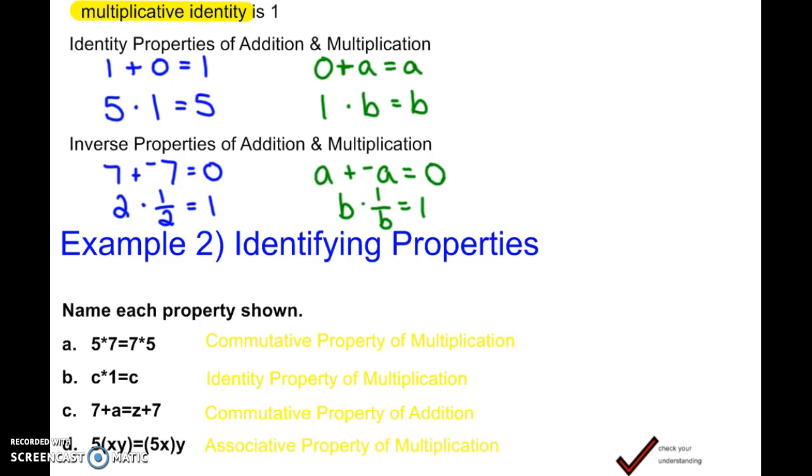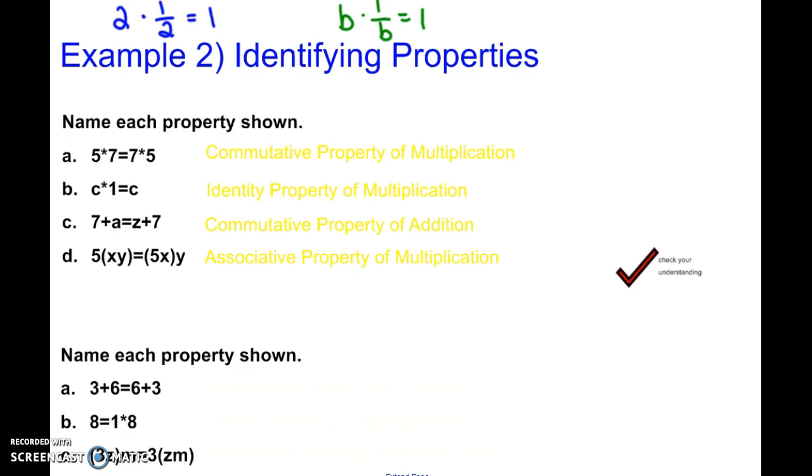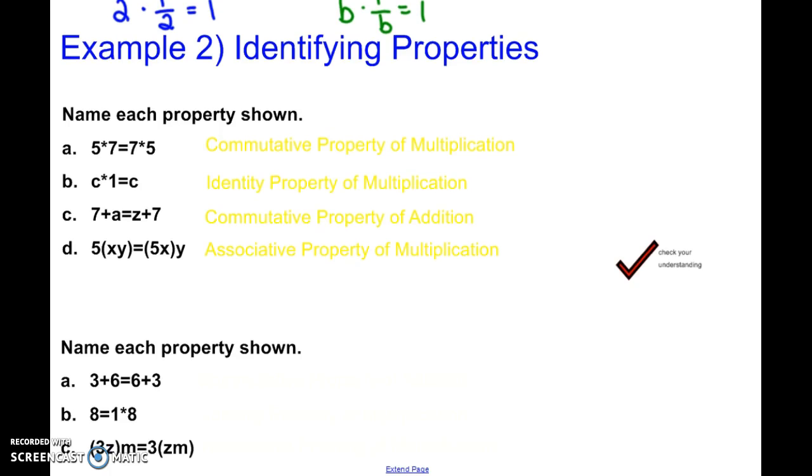Now it's your turn. Name the properties shown. Notice again, the 3 and 6 are swapped. That would be commutative, also addition. I'm using the 1. The 8 kept its identity. And my parentheses moved.